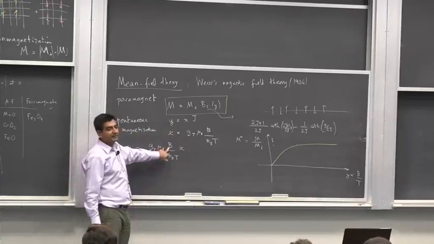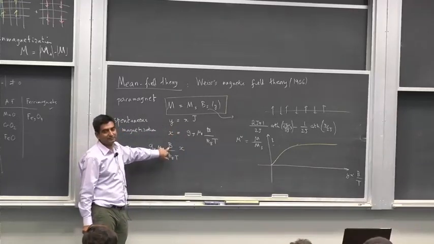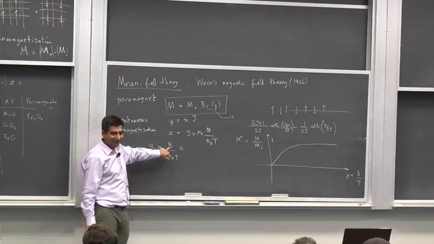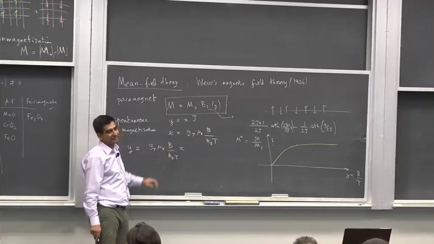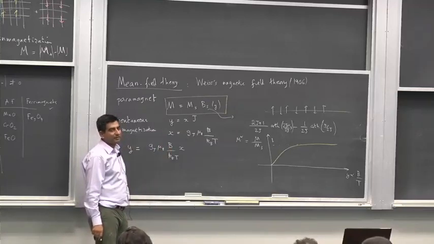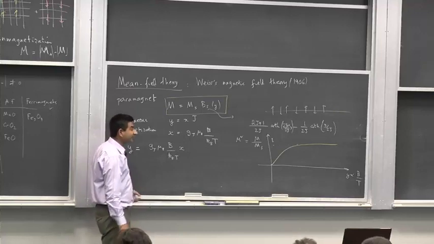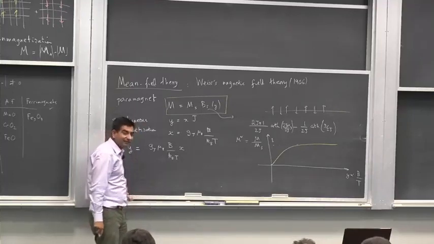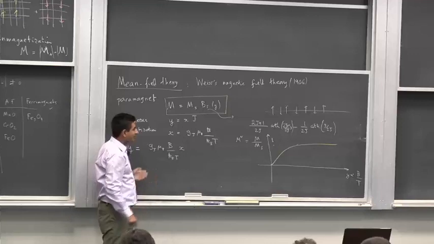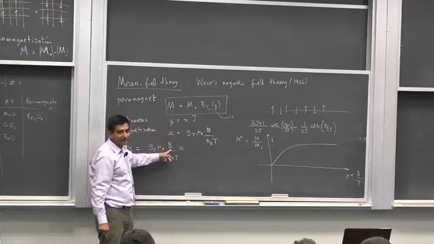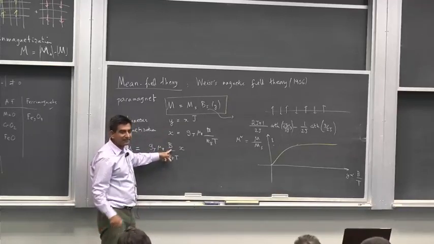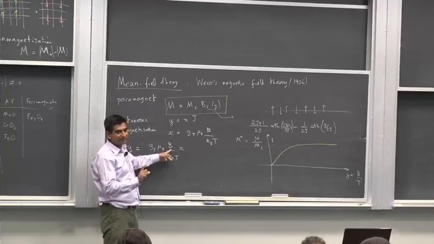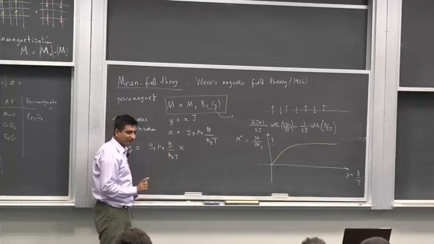Now what is this B? This is an external field. Now what Weiss proposed is that there is some internal field as well, in addition to this. In all the formulas you would agree with me that this is the field that is imposed upon the solid from the outside. So it's an external field.